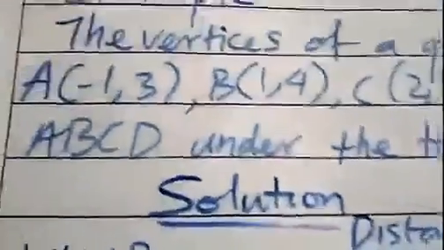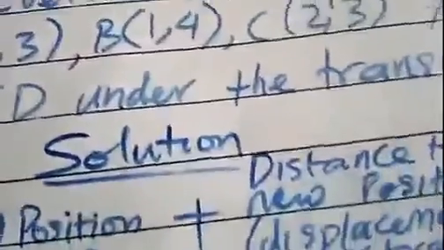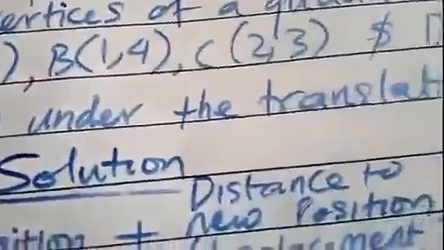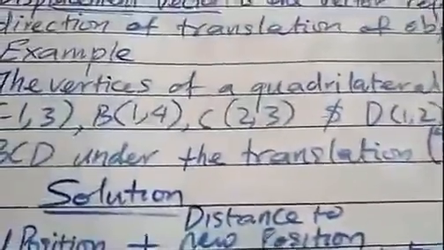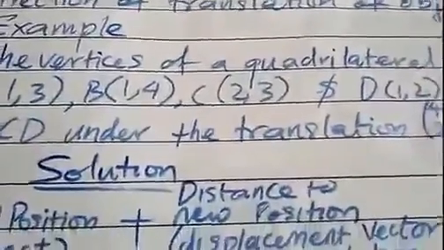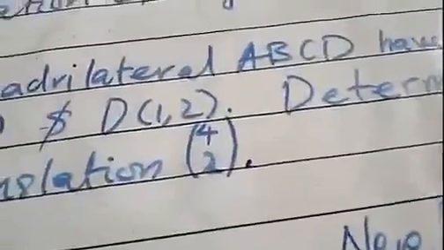Let's take an example. The vertices of a quadrilateral ABCD have the coordinates A(-1,3), B(1,4), C(2,3), and D(1,2). Now we want to determine the image of quadrilateral ABCD under the translation (4,2) as a column vector. Why do we write the translation as a column? Every coordinate given has to be represented as a value for calculation, so we represent them as column matrices.